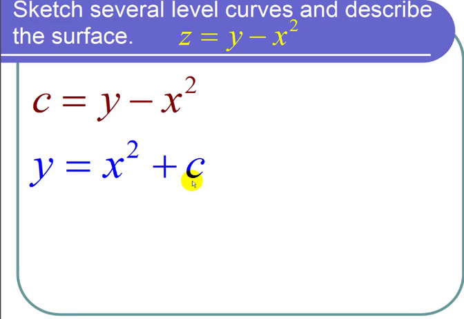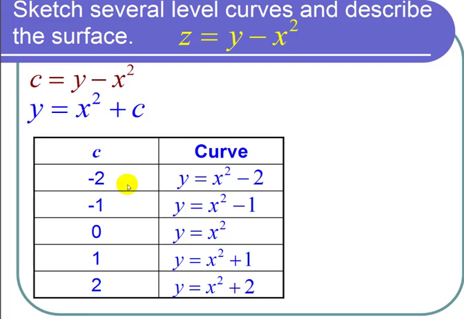I will construct a table by plugging in values of c. I'm going to pick -2, -1, 0, 1, and 2. That should suffice for my contour diagram. So if c is -2, I get y equals x squared minus 2, which is the parabola with y-intercept -2. If c equals -1, I get y equals x squared minus 1, and this is the parabola with y-intercept -1.